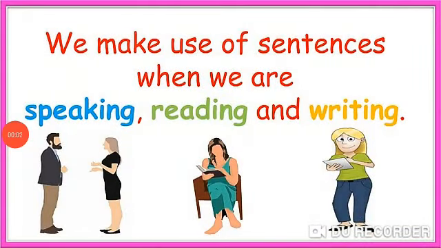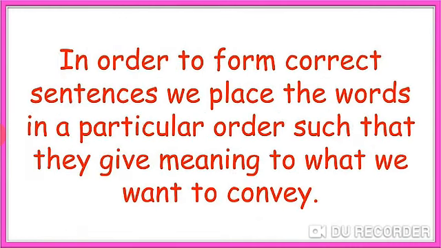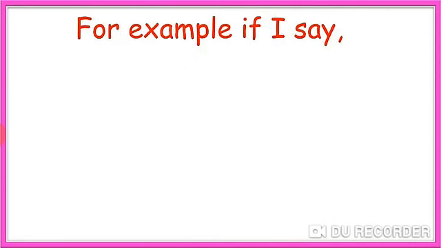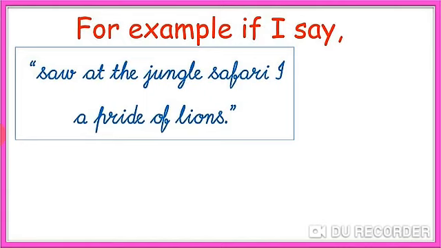We make use of sentences when we are speaking, reading, and writing. In order to form correct sentences, we place the words in a particular order such that they give meaning to what we want to convey. For example, if I say, "Saw at the jungle safari I a pride of lions." Now, these group of words do not make complete sense, so we cannot call this a sentence.